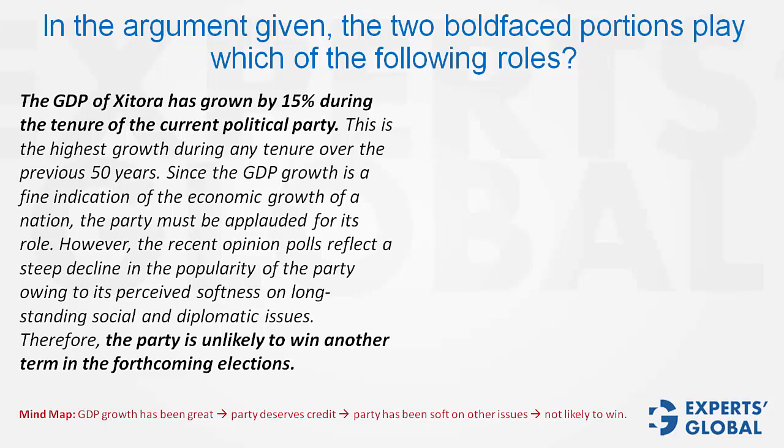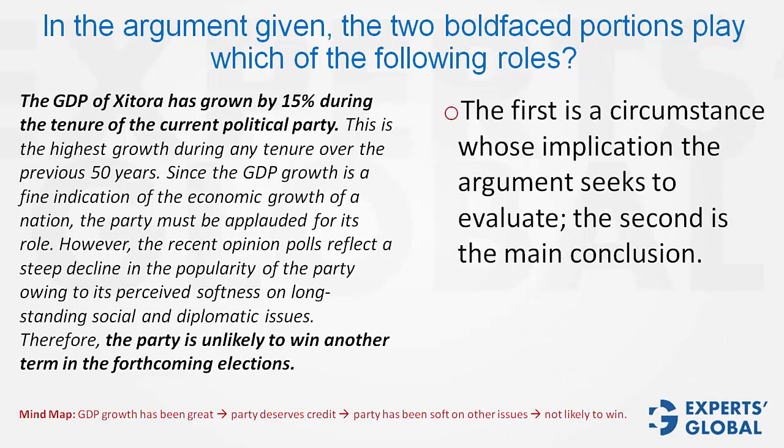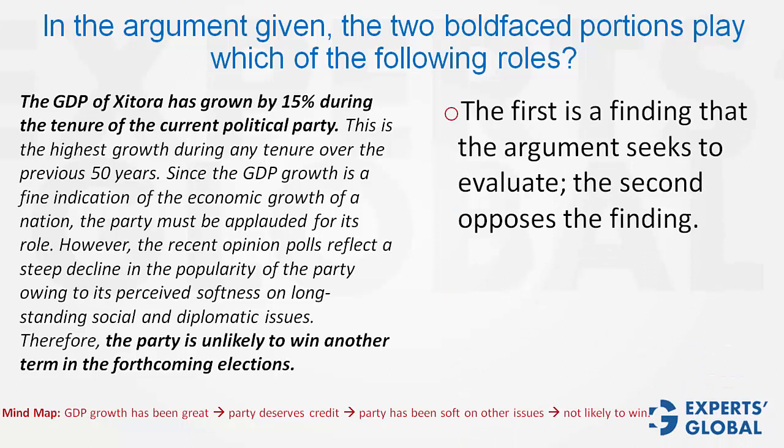So with this expectation, we look at the answer choices. This is on the lines of what we were expecting. This is a fine answer choice. Look at this one. Calling first a finding is alright, that the argument seeks to evaluate is alright. The second opposes the finding. This is a bad answer choice. Opposing the finding would mean that the second boldface is saying that GDP has not grown by 15%, which is not the case. This is not a good answer choice.